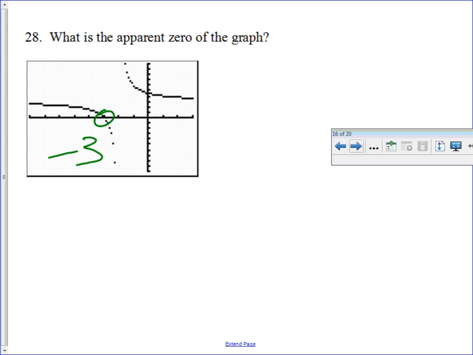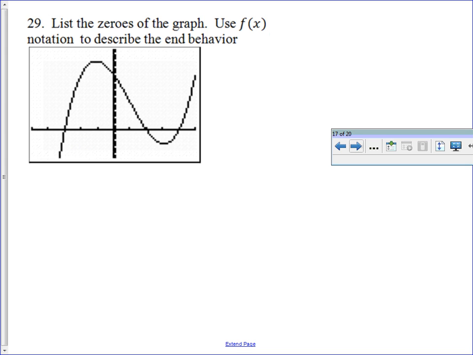All right. What is the apparent zero of the graph? Negative 3. Remember, zeros are the x-intercepts. List the zeros of the graph. Use f of x notation to describe the end behavior. So, those are the zeros. Negative 3, 2, and 4.